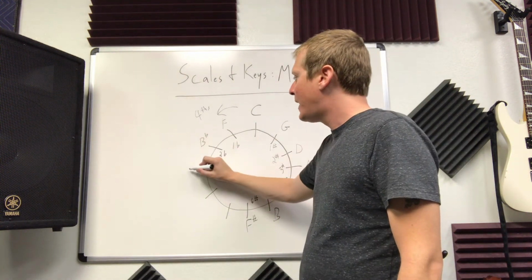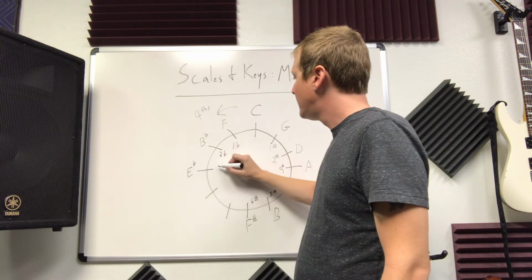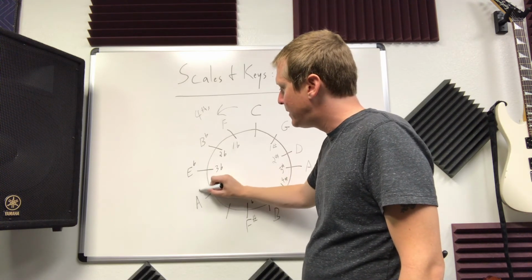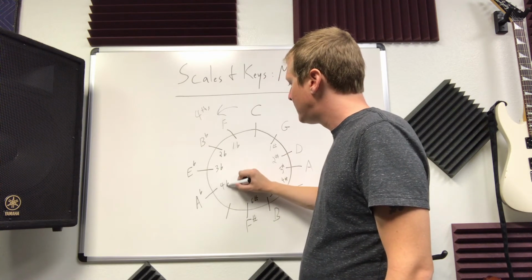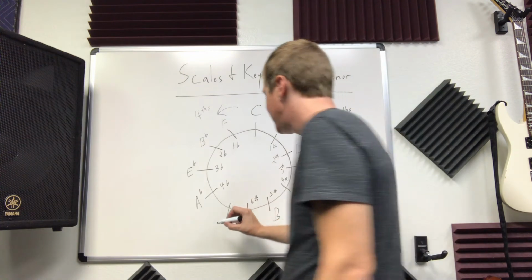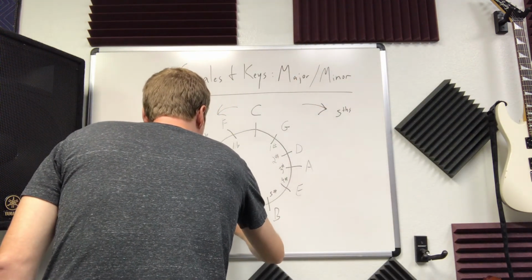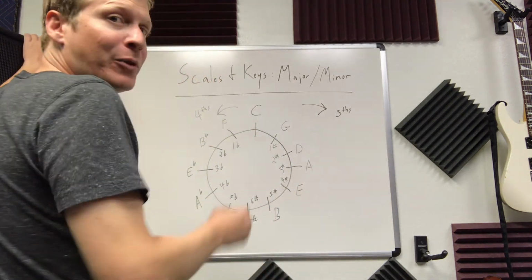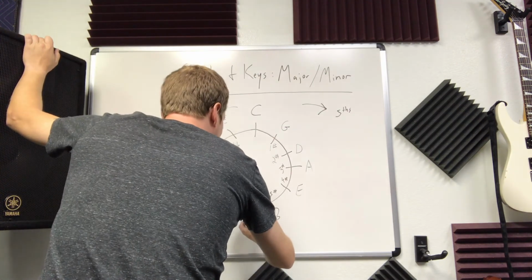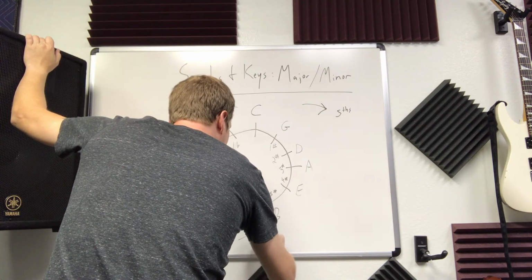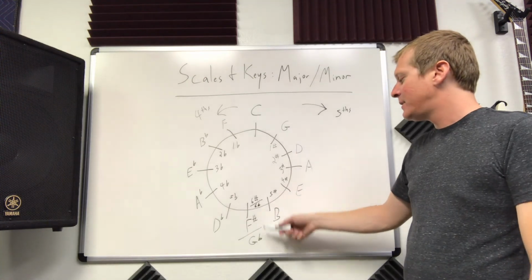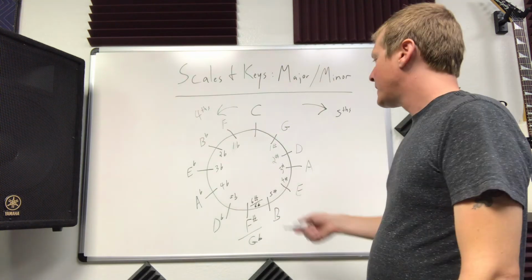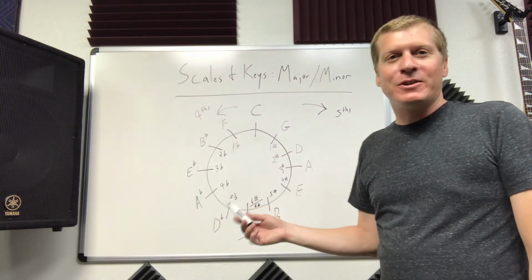A fourth up from B flat is E flat, 3 flats. And then a fourth up from E flat is A flat, with 4 flats. A fourth up from A flat is D flat, with 5 flats. Okay? Then a fourth up from D flat, if you were to put that over here, would be G flat. G flat has 6 flats, just like F sharp has 6 sharps. These keys are less common, but they are used. So these are the basic major keys for the circle of fifths.